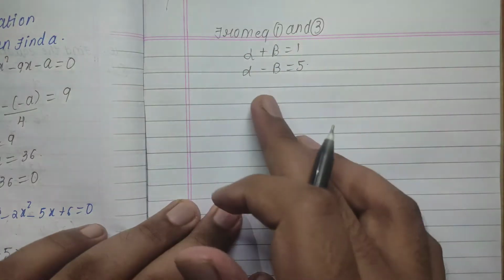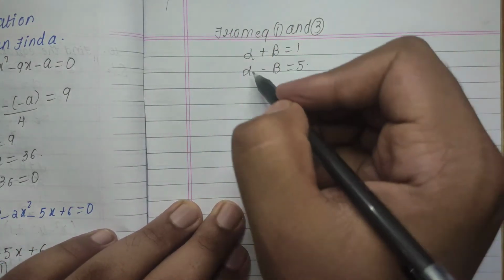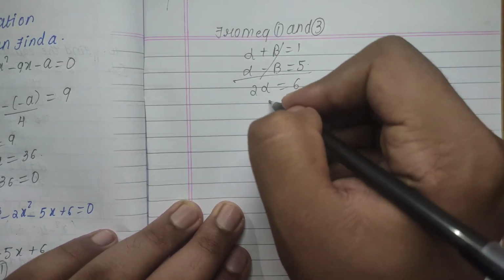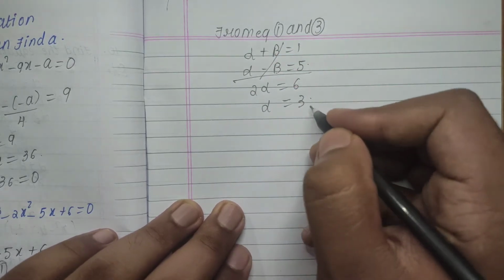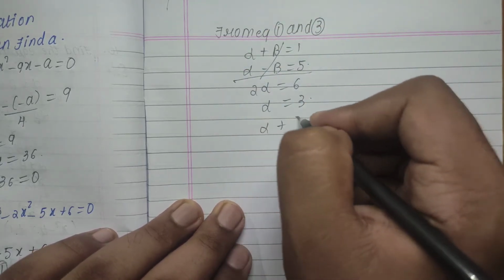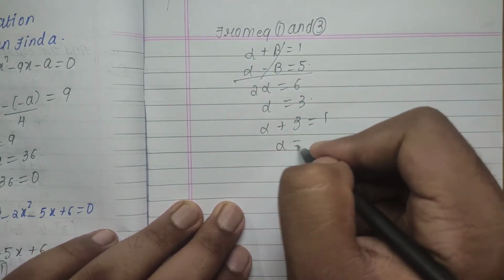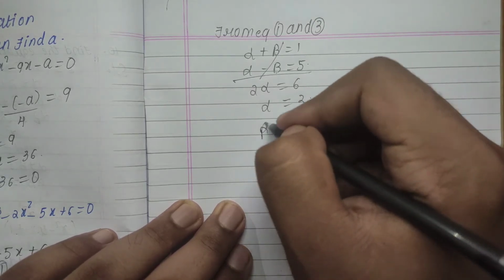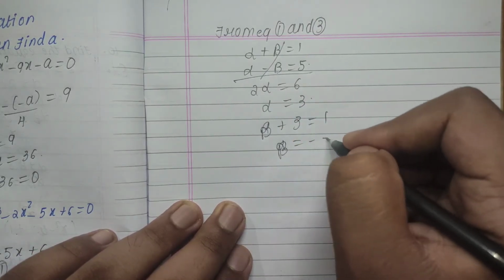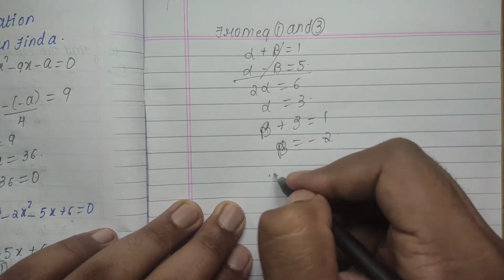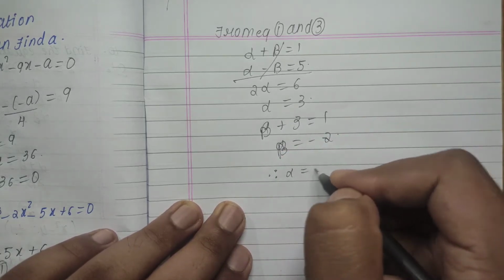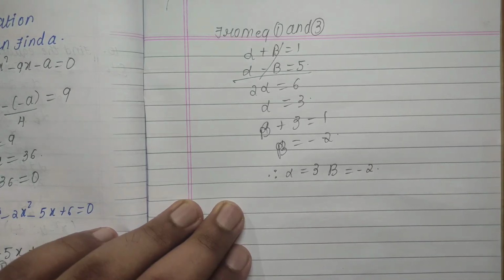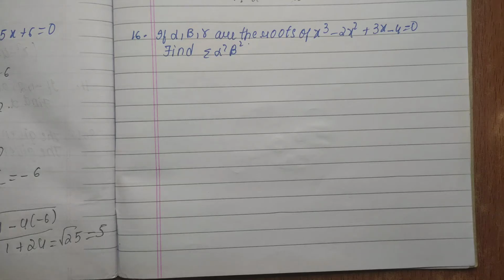So from equations 1 and 2, 1 and 3, these are the values. Elimination method: 2 alpha is equal to 6, alpha is equal to 3. Substitute 3 in this: alpha plus 3 is equal to 1, and alpha plus beta is equal to, so beta equals minus 2. Therefore alpha equals 3 and beta equals minus 2. That's it. So I hope you have understood the previous sum.